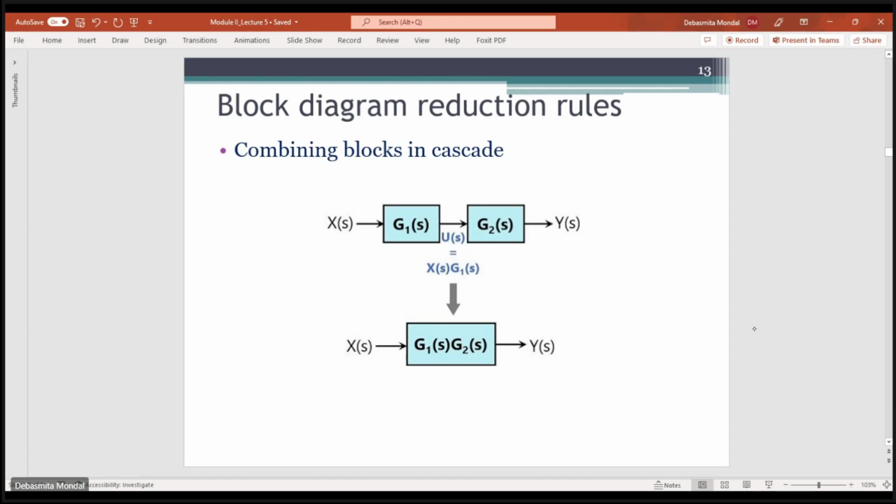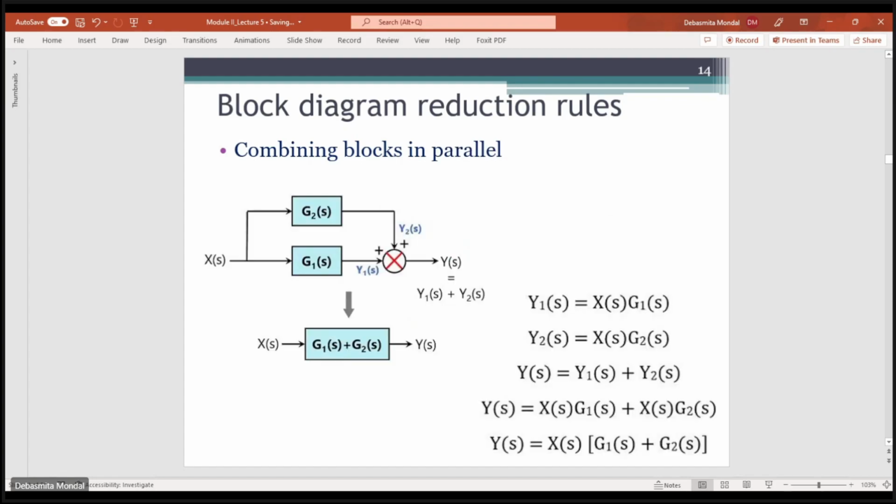So here U(S) will be equal to X into G1, and Y will be equal to U into G2. That means Y will be equal to X(S) into G1(S) into G2(S). So if you have Y(S) as your output and X(S) as your input, you can just write in between as G1 into G2.